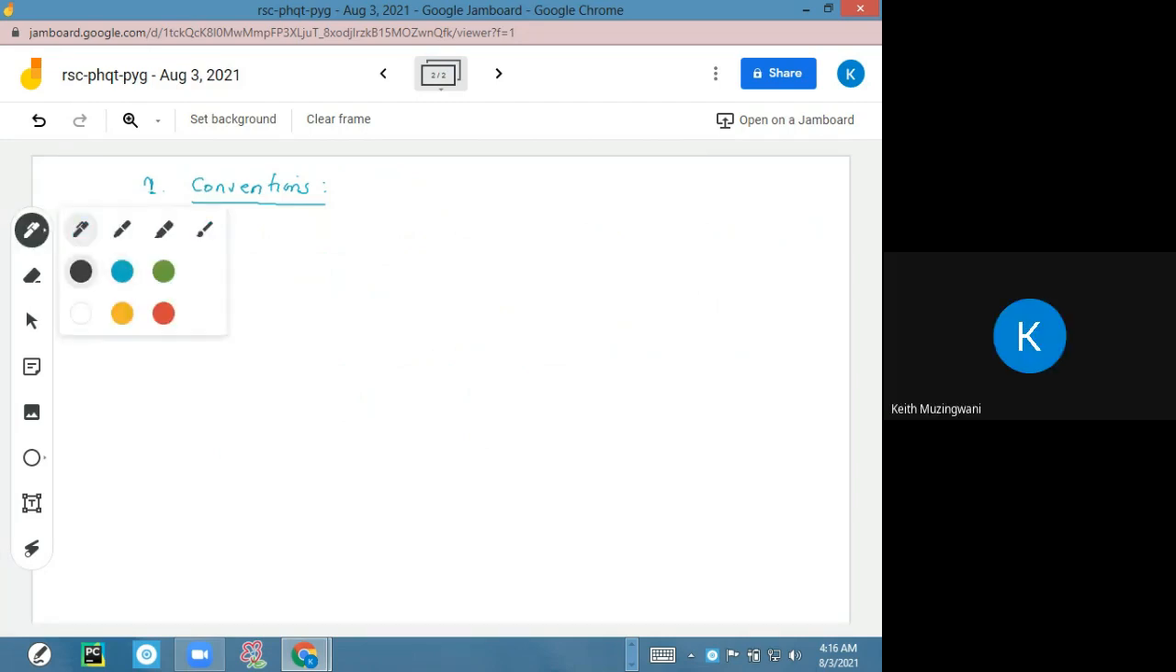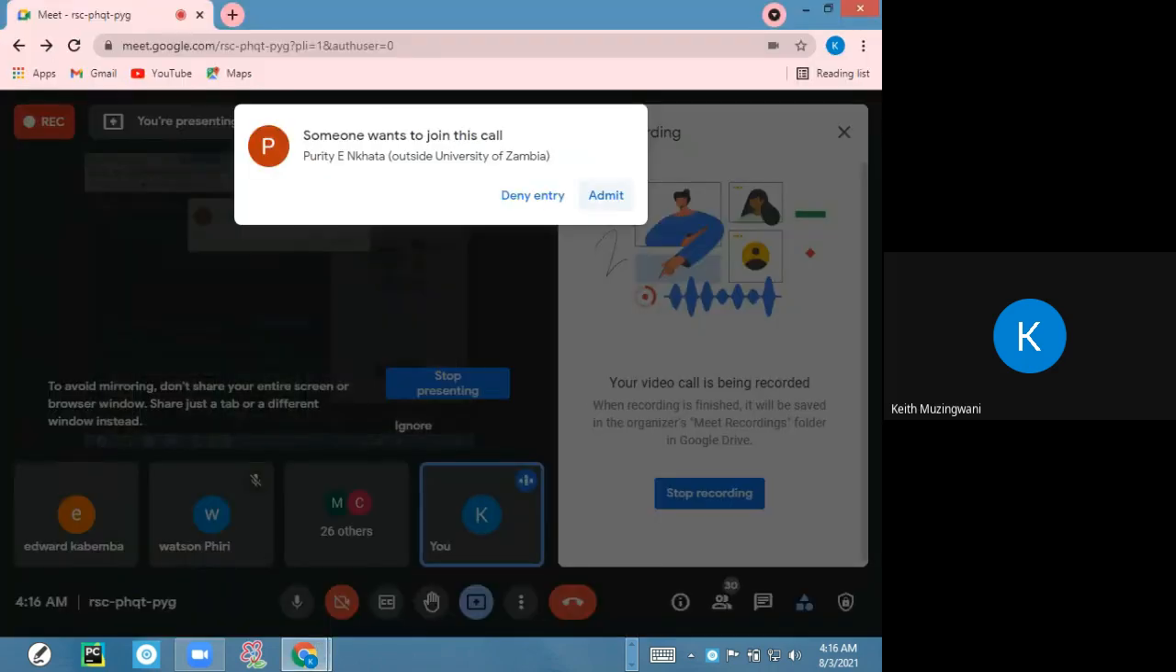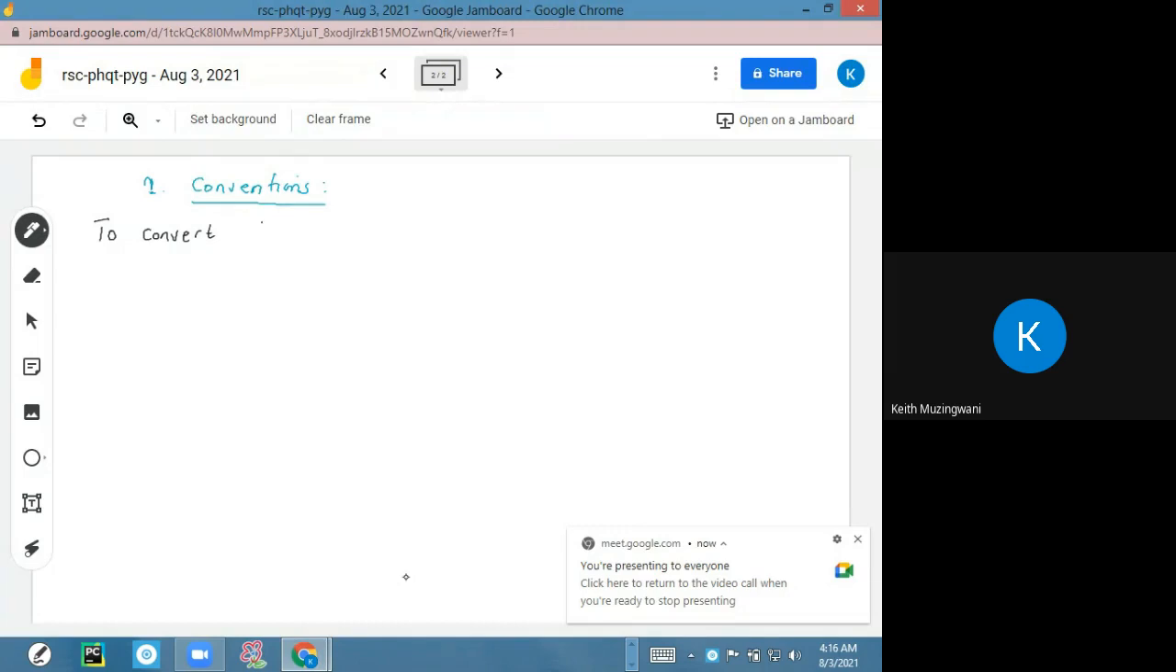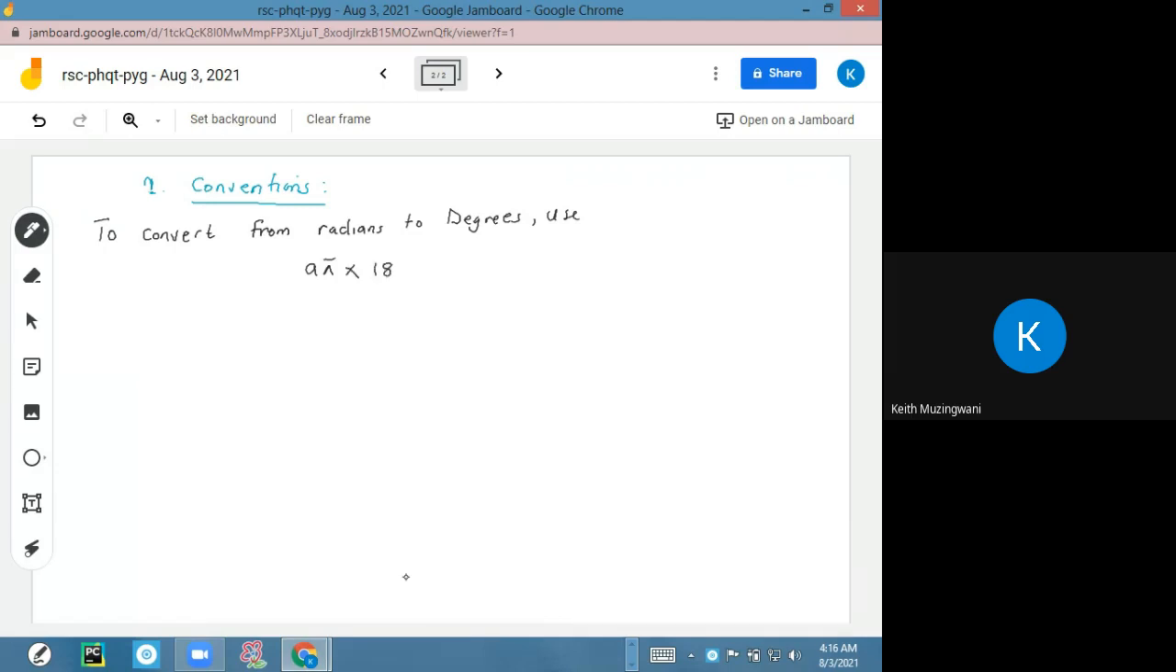So to convert from radians to degrees, if these are degrees and these are radians, and you want to take radians to degrees, you multiply by 180 over pi, because we are saying that pi is exactly equal to 180.